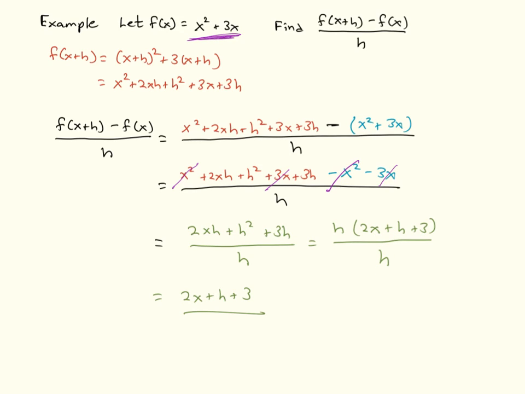At this point right here, this is where I can now cross off those h's. They drop off. And so my final answer on this, in terms of the difference quotient, is going to be 2x plus h plus 3. That would be the final answer that we get. I know it doesn't necessarily look great, but that's as far as you need to go. And that would be the correct answer on this particular problem.